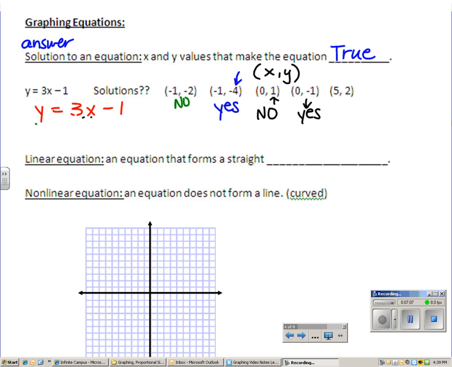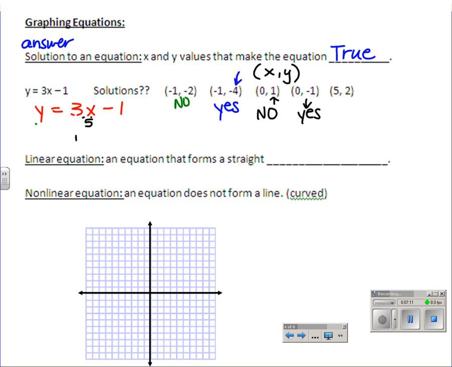All right, so the last point, let's put a 5 in for x. So if I put a 5 here, it's 3 times 5, which is 15. Take away 1 is 14. It says 2, so that one is not a solution. All right, so that's how you test whether points are solutions or not.